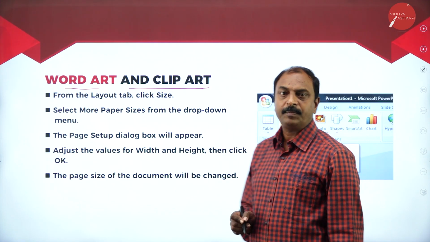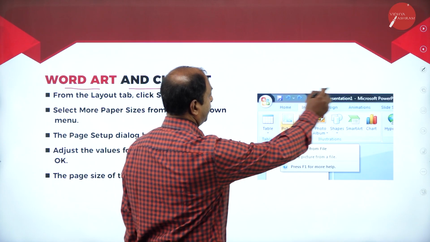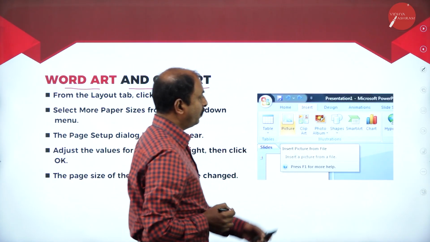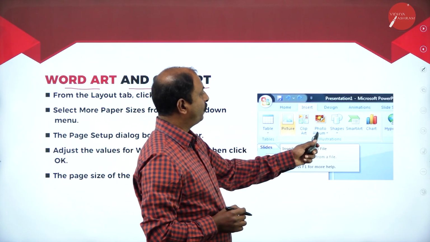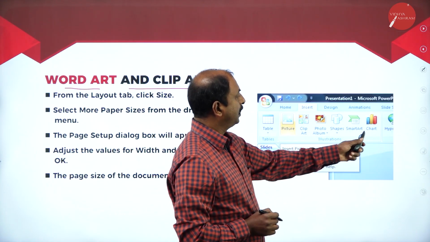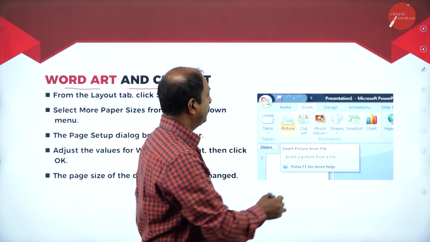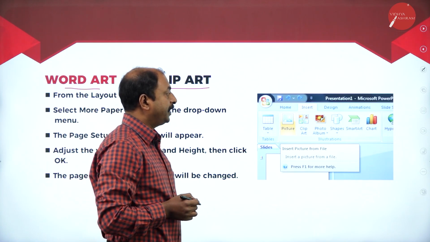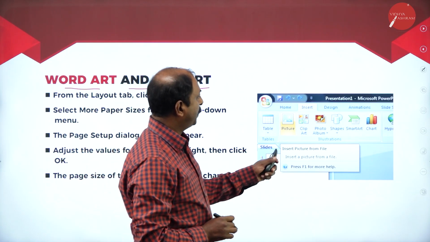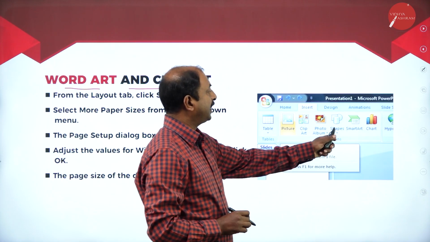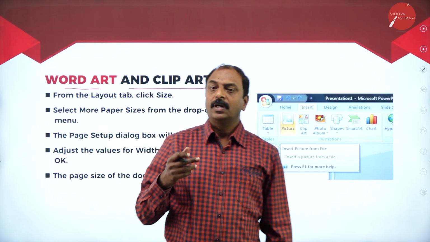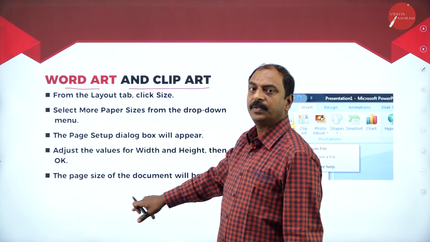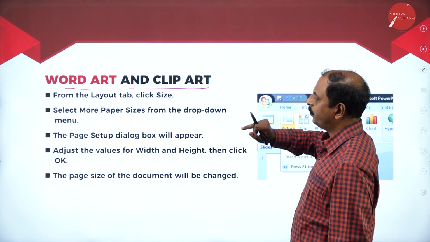If you look at the diagram here, under Insert we have different options. One is picture, clip art, photo album, shape, smart art, and chart. These are all different options available under Insert. So it is possible for us to insert word art, different types of shapes, different types of fonts with different art. All these are possible with the help of word art and clip art.